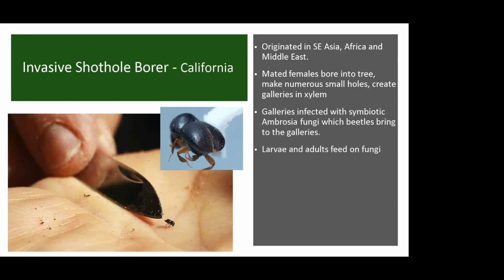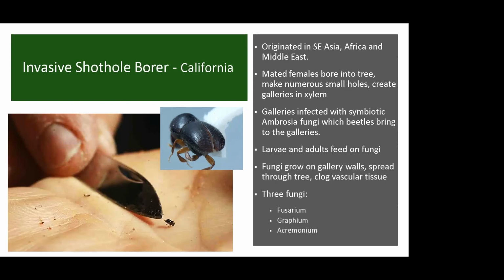The galleries are then infected with ambrosia fungi, which the beetles bring into the galleries to feed on. Both the larvae and the adults feed on it, and both the beetle and the fungus can kill the tree. Fungus will grow on the walls, spread through the tree, and clog all the vascular transport tissue. Three separate fungi have been identified: Fusarium, Graphium, and Acremonium. All attack the trees that are being visited by these beetles.